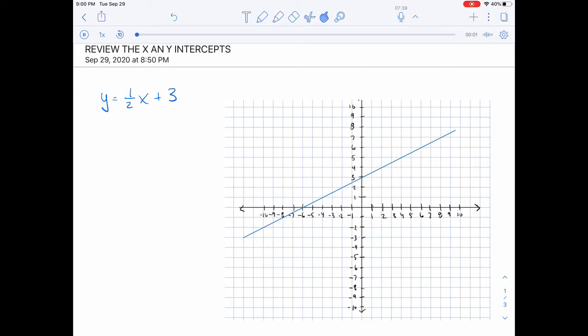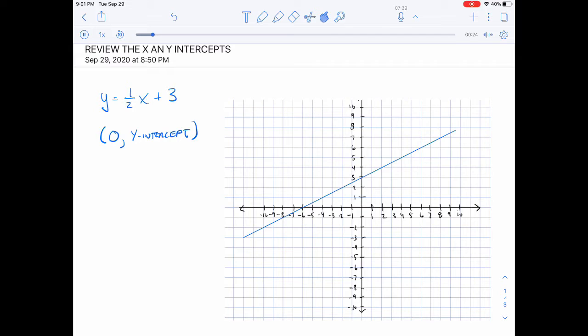Let's review x and y intercepts. The y-intercept will always happen when x is equal to 0. In other words, when x is equal to 0, we will have the y-intercept.